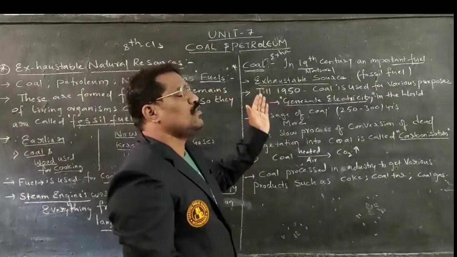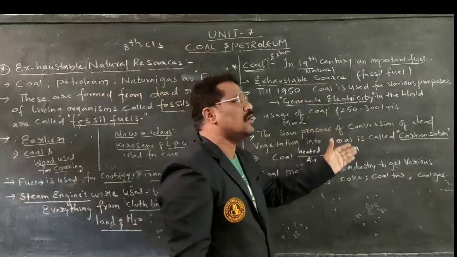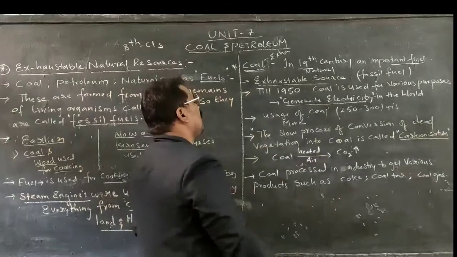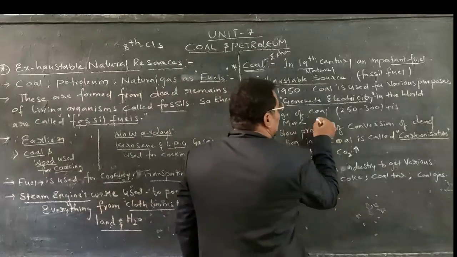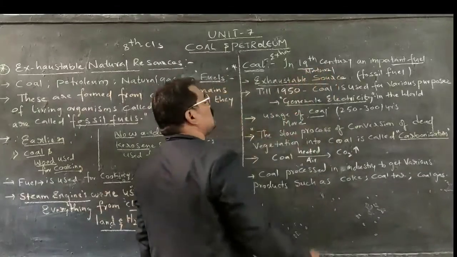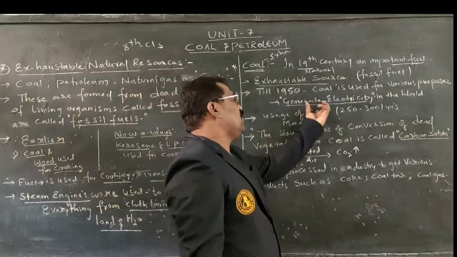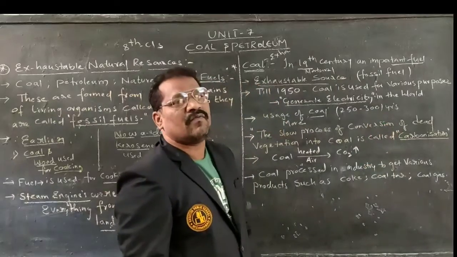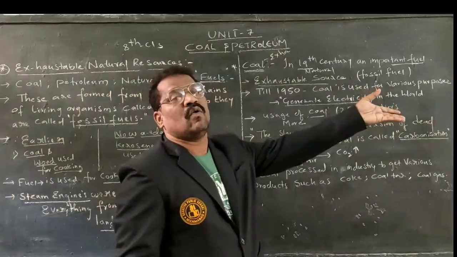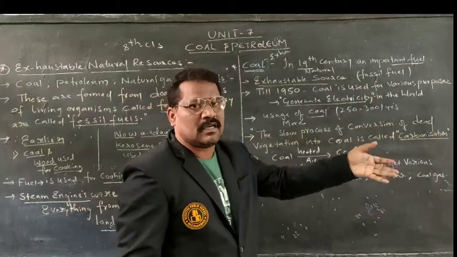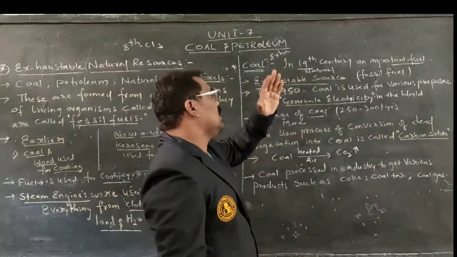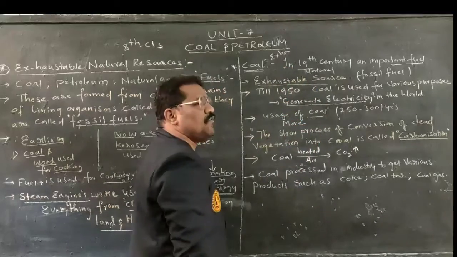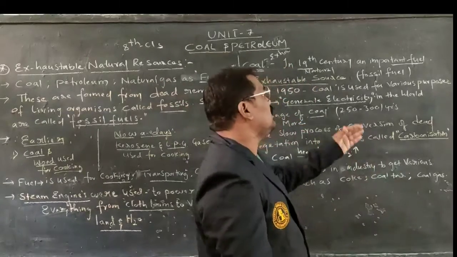Till 1950, to generate electricity throughout the world, they used coal only. As I said, coal is an exhaustible natural source. If we use coal continuously for 250 to 300 years, we may not find coal in the crust layer. Therefore, it is called exhaustible. And how is coal formed? It forms from fossils. It is a fossil fuel.